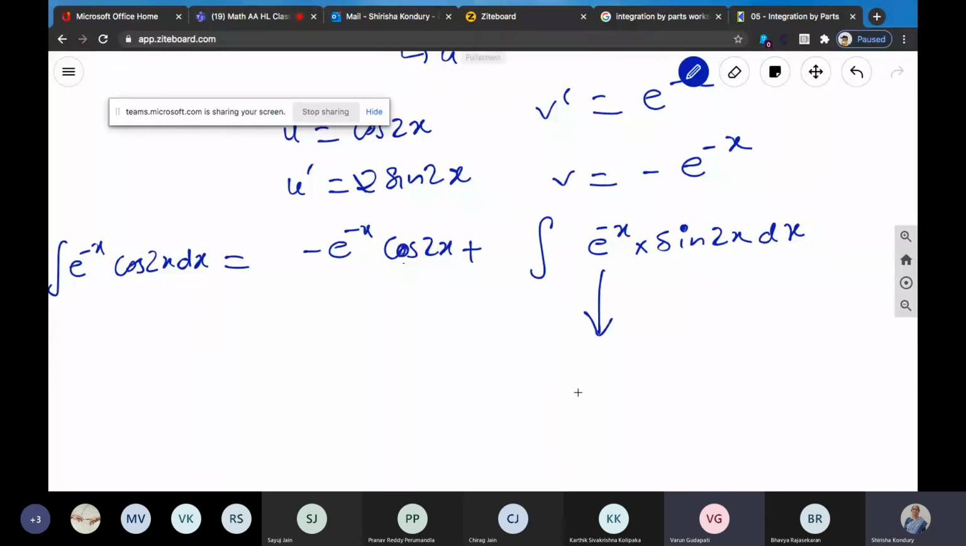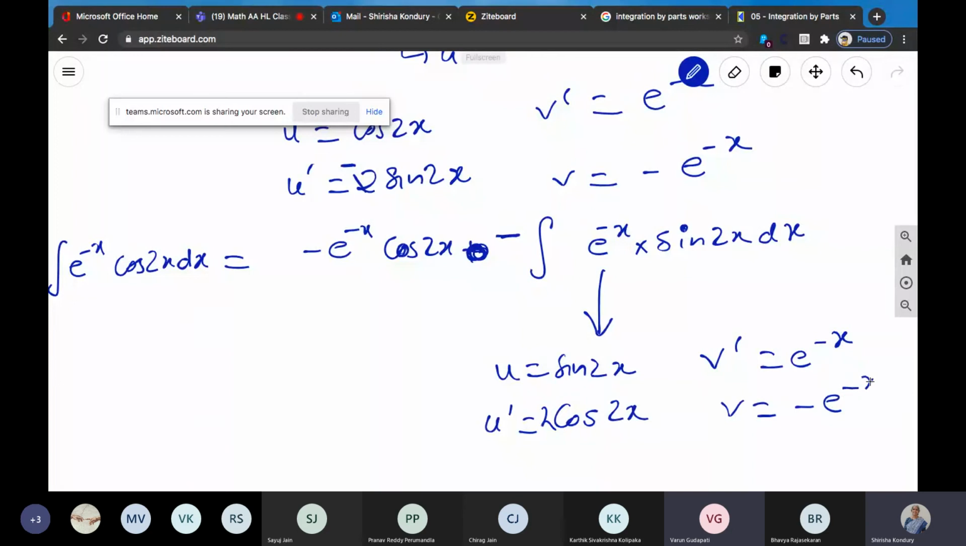Yeah. So now tell me again, what is u and what is v? Here u would be sine 2x and v dash would be e power minus x. Okay. Then you differentiate, you'll get minus 2 cos 2x. Hey, by the way, we needed a minus here, isn't it? Derivative of cos is minus sine. Oh, derivative of cos, right. Correct. So this will become u dash into v, so this will become negative. Yes. And this is it.